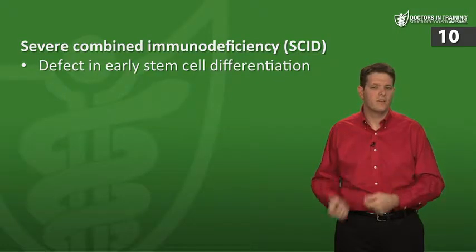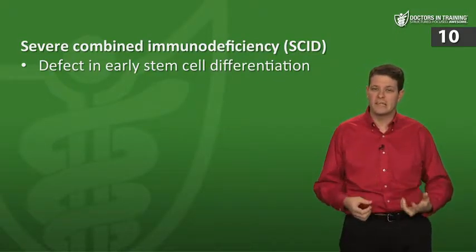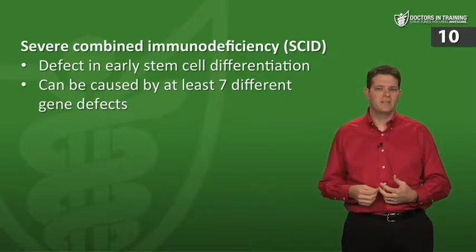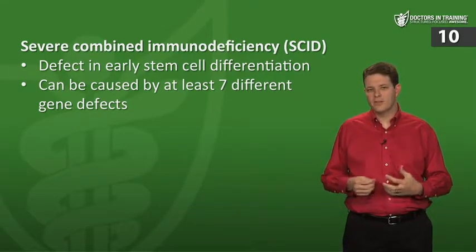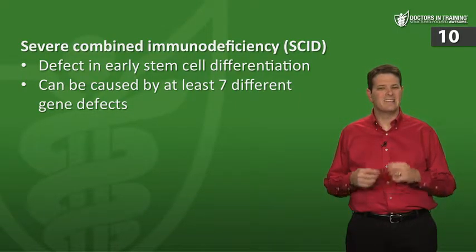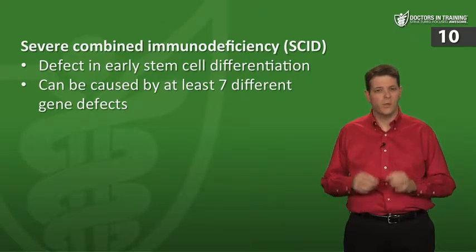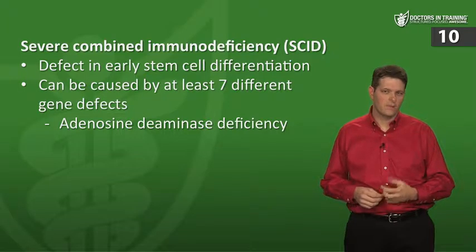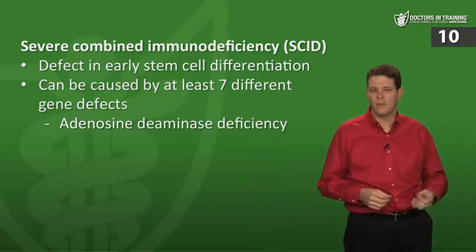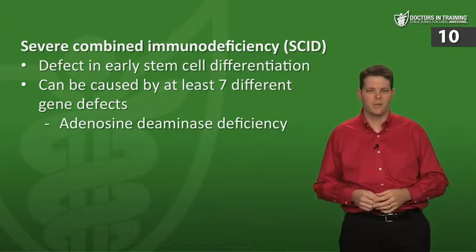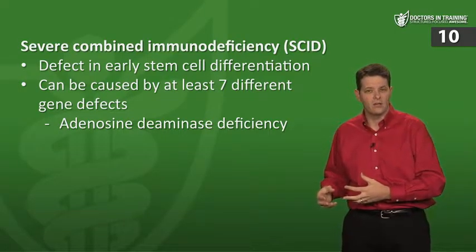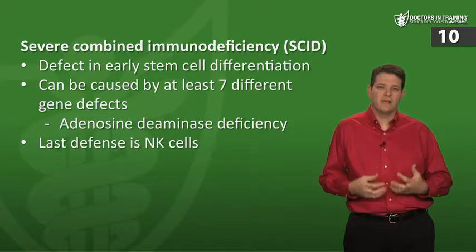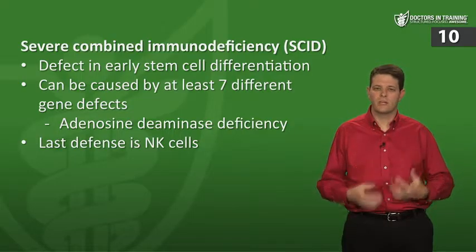So the first one is severe combined immunodeficiency, or SCID. This can be caused by a defect in early stem cell differentiation, which can be caused by at least 7 different gene defects. But the only one you need to know for step 1 is the adenosine deaminase deficiency. We're going to see that again when we talk about the purine salvage pathway in biochemistry. We're just touching on it here. But if you don't have B cells and you don't have T cells, the last line of defense with SCID is the natural killer cells.